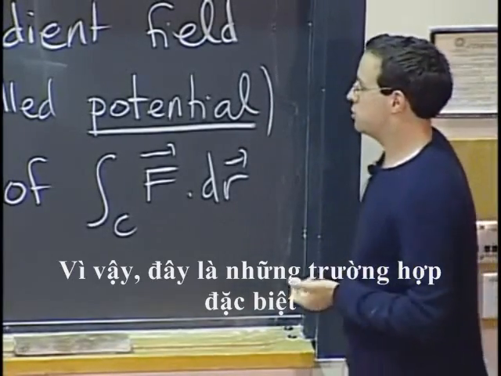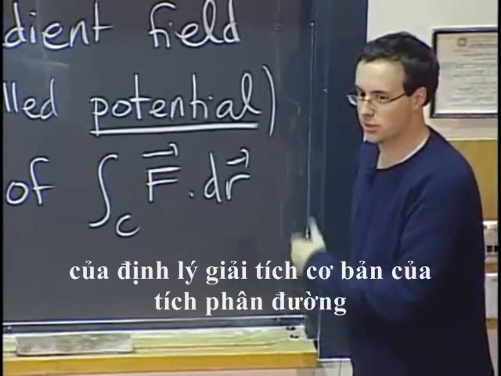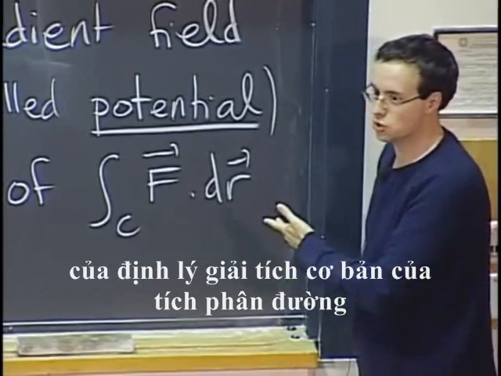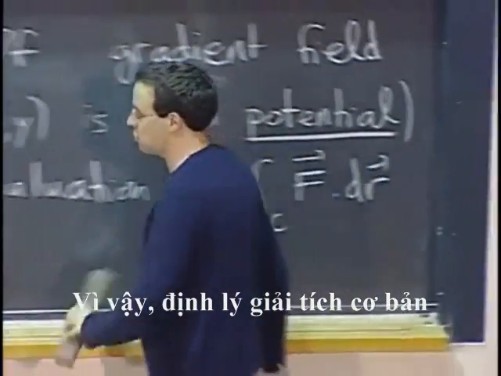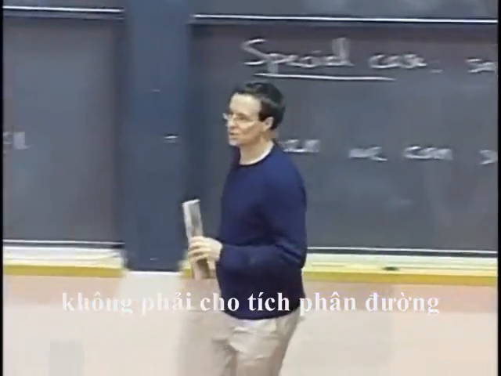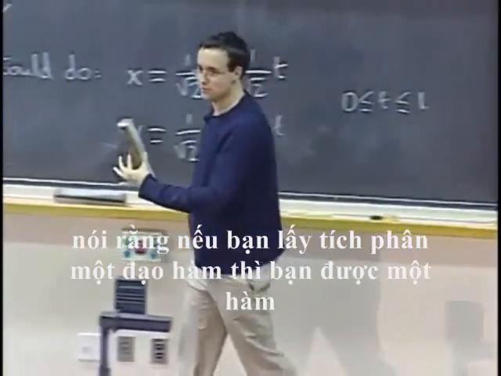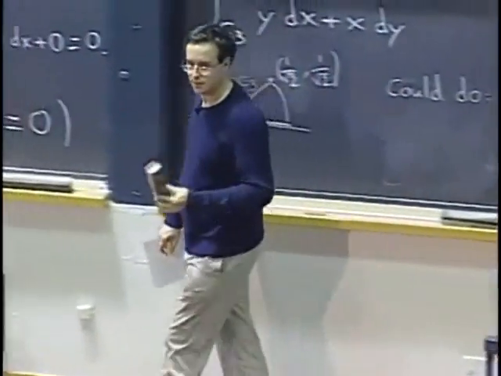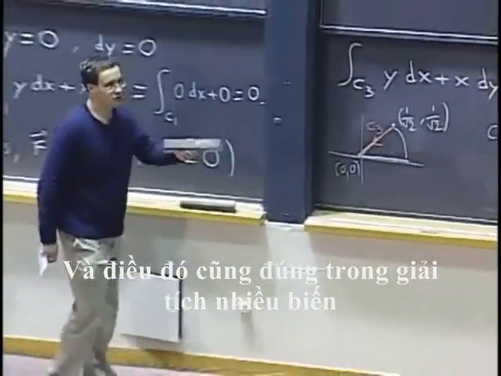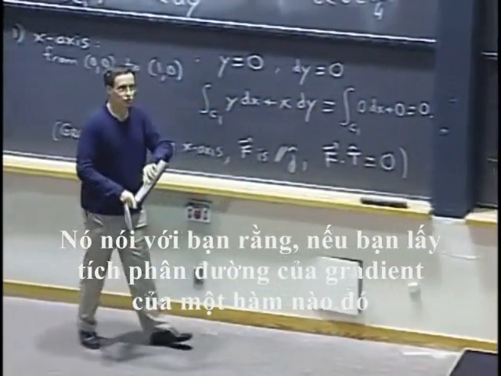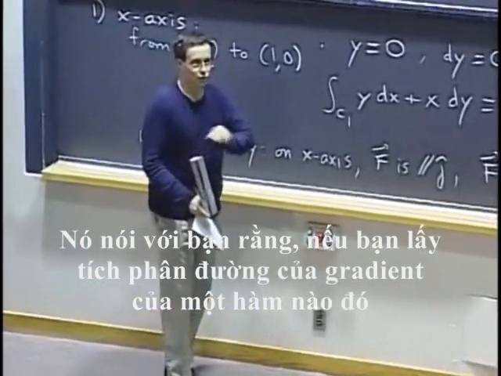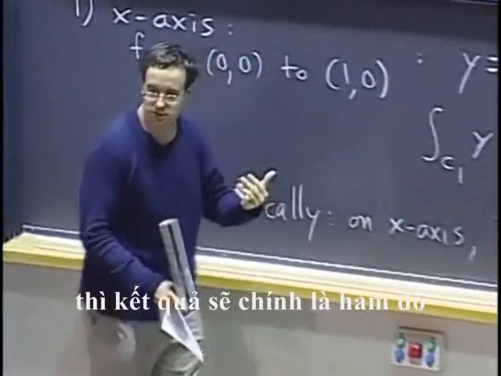So these are special cases of what's called the fundamental theorem of calculus for line integrals. The fundamental theorem of calculus, not for line integrals, tells you that if you integrate a derivative, then you get back the function. And here it's the same thing in multivariable calculus. It tells you if you take the line integral of the gradient of a function, what you get back is the function.